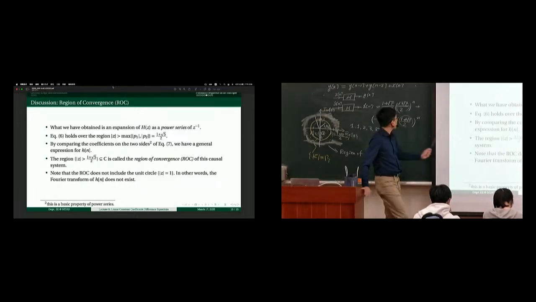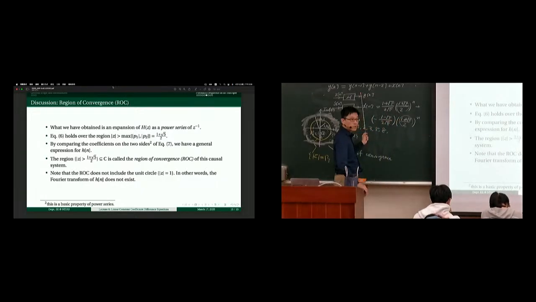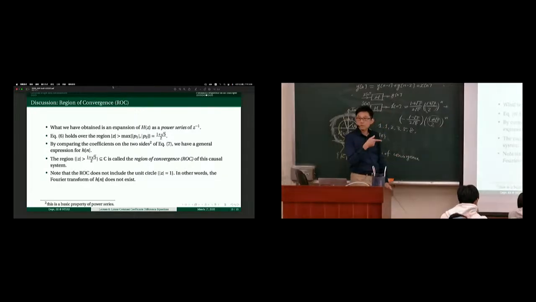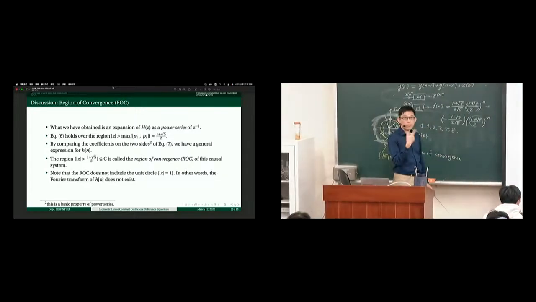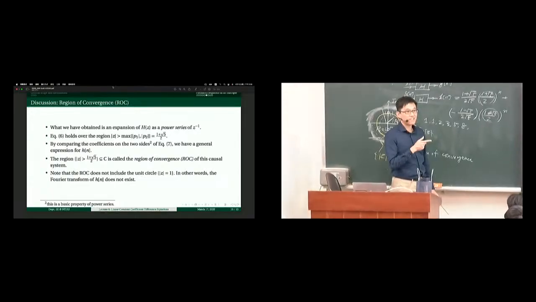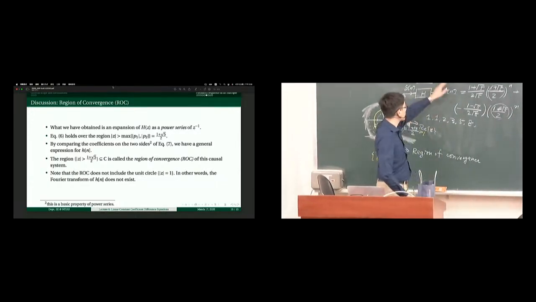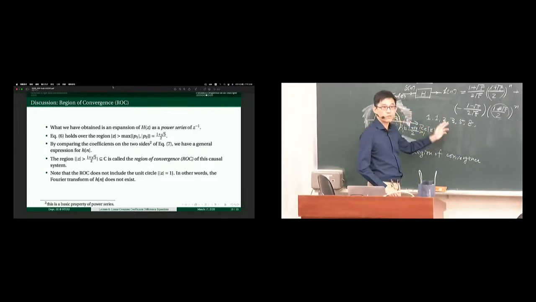You can implement the system for sure. It's rather simple to implement, but let's not talk about the Fourier transform. Let's not talk about magnitude response. Let's not talk about phase response. Let's not talk about group delay. Because the Fourier transform simply does not exist. The Fourier transform of the sequence 1, 1, 2, 3, 5, 8 as a signal simply does not exist, and it's okay. The Fourier transform does not exist for this example.